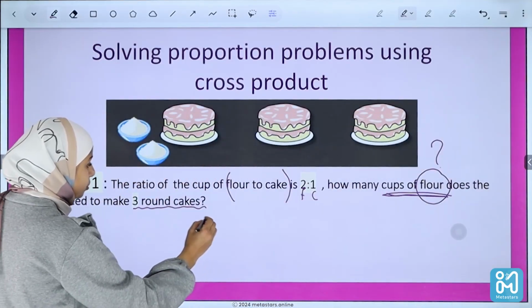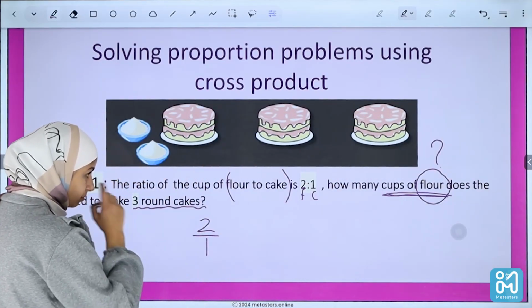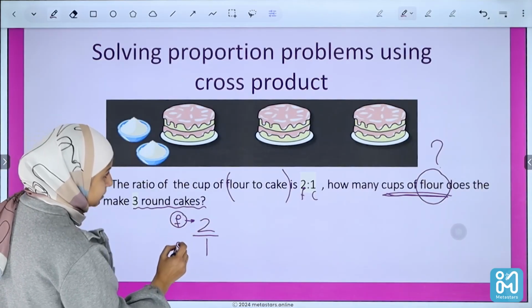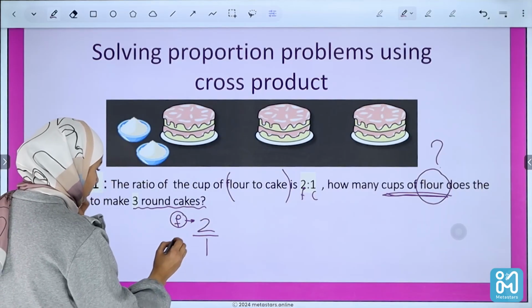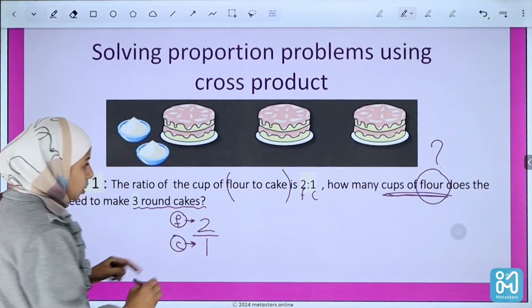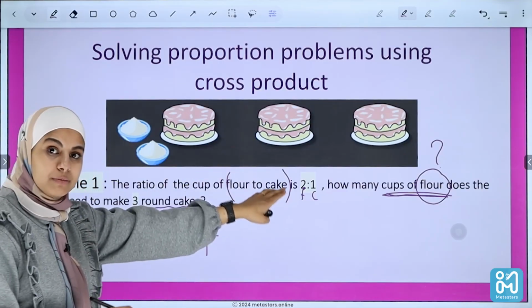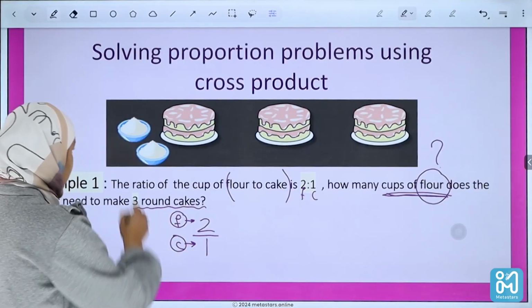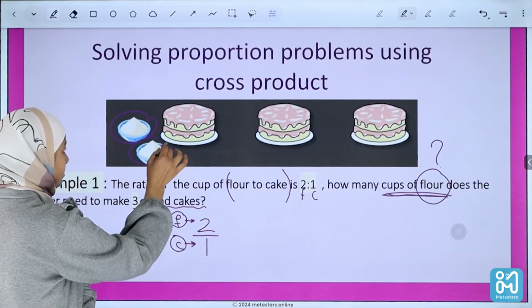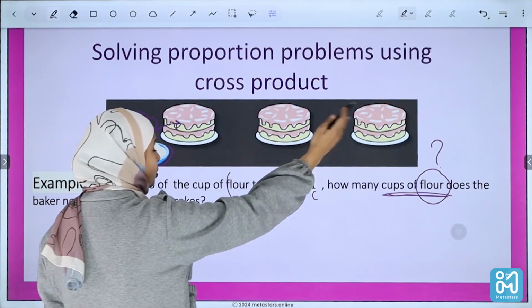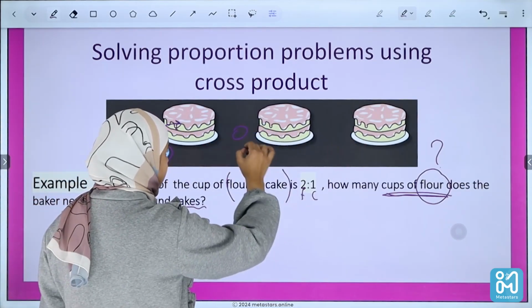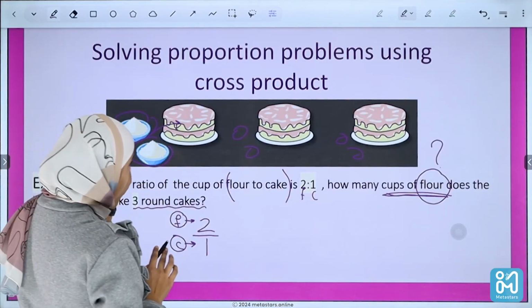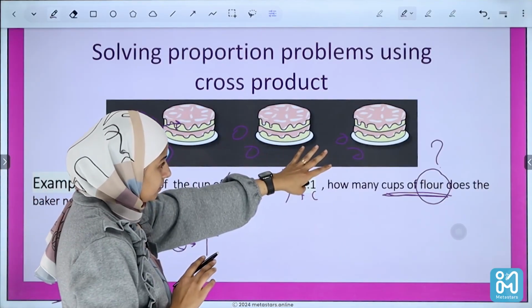So 2/1. 2 here is the flour part. Here is the cakes part. So each 2 cups of flour make us 1 cake, as you can see. 2 cups, 1 cake. So as many cakes as I'm making, I need 2 cups each. Logically, you can tell how many cups. Okay, let's see.